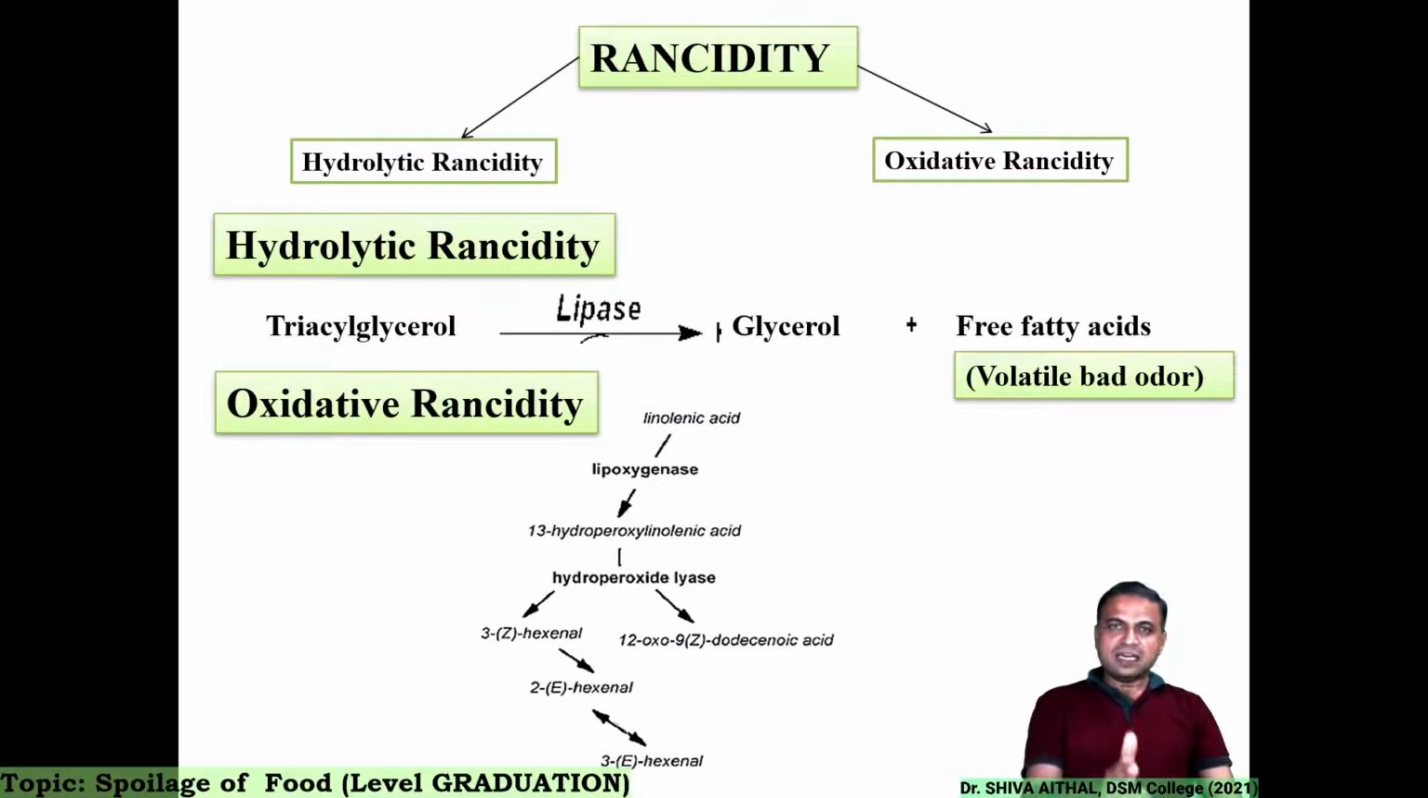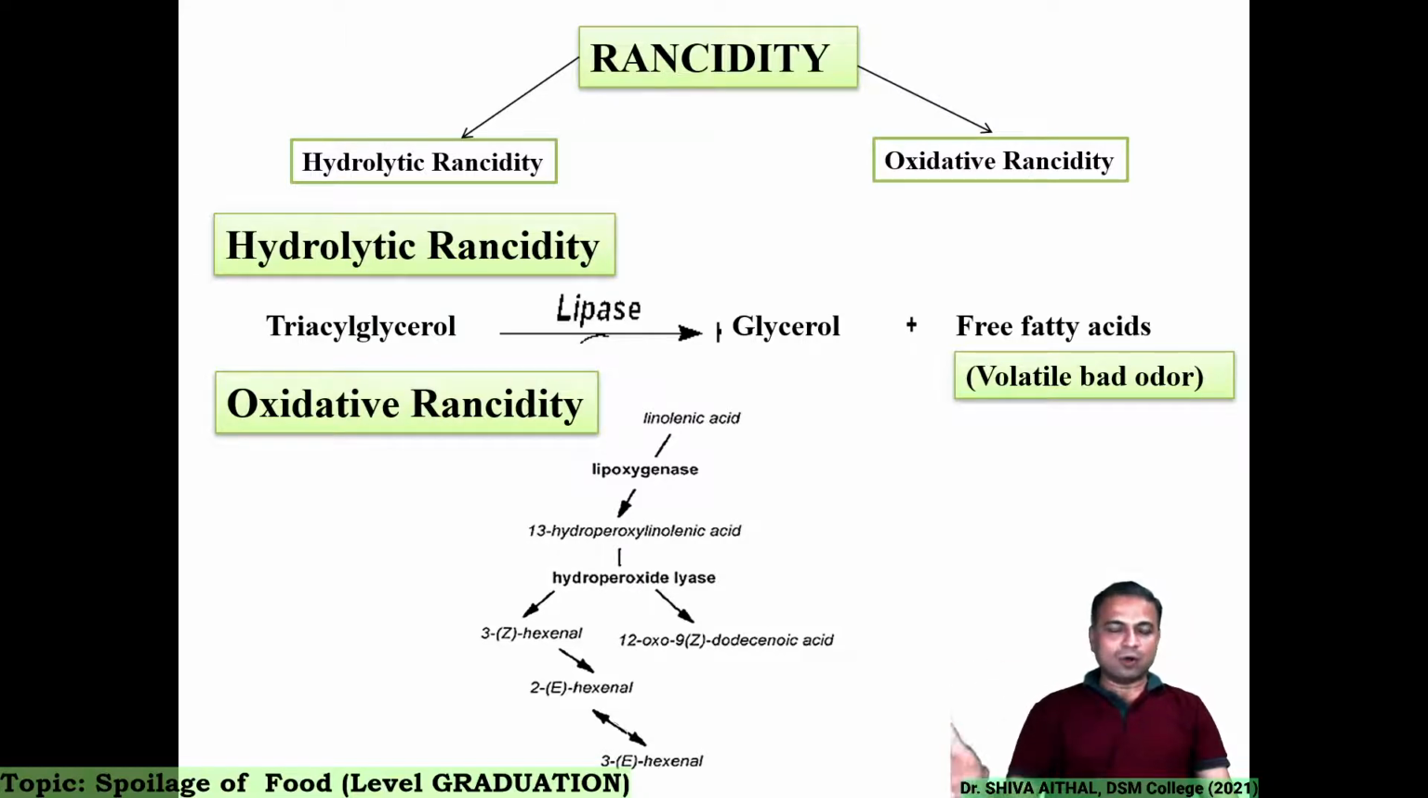Again I am saying why it is important for you to understand the chemical changes, because these chemical changes can be brought about by microorganisms also. Here in this slide I am trying to explain the chemical change brought about by the chemicals present in the food. Hydrolytic rancidity, for example, involves triglycerols present in the food. They are acted upon by lipase and converted into glycerol plus free fatty acids. Glycerol will be converted into sugar later on. But these free fatty acids, the resultant compounds of lipase activity, give rise to acidity.